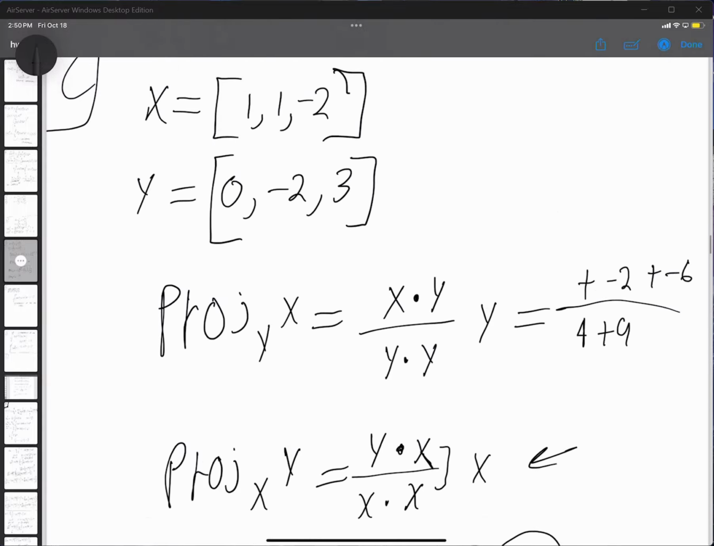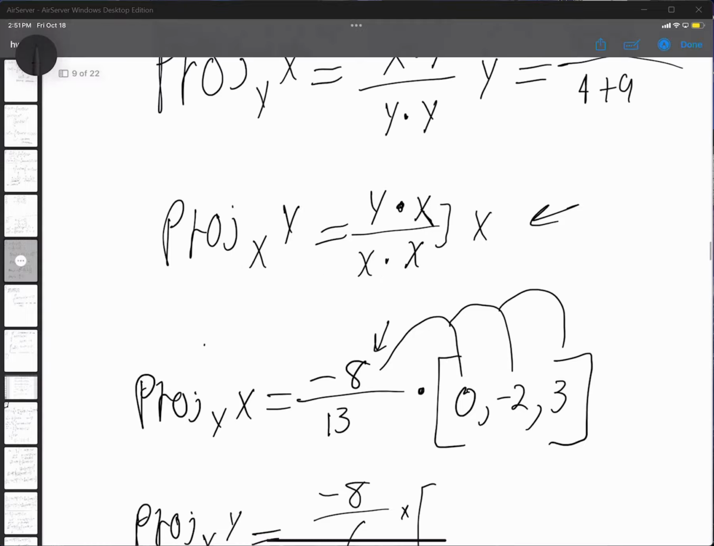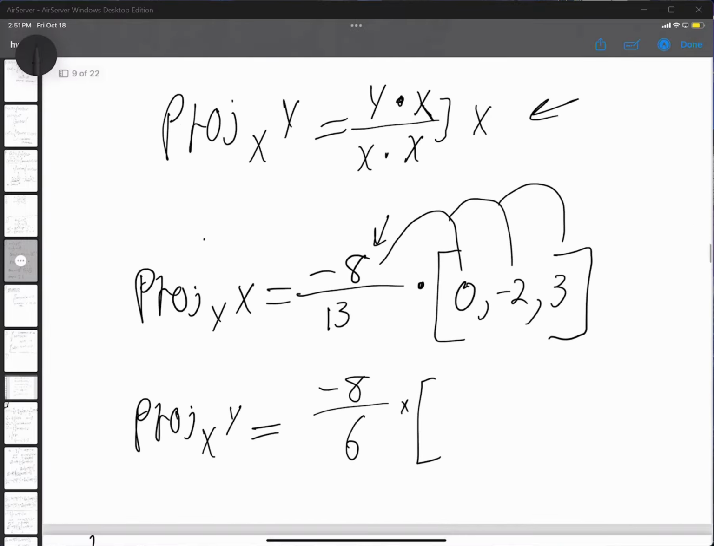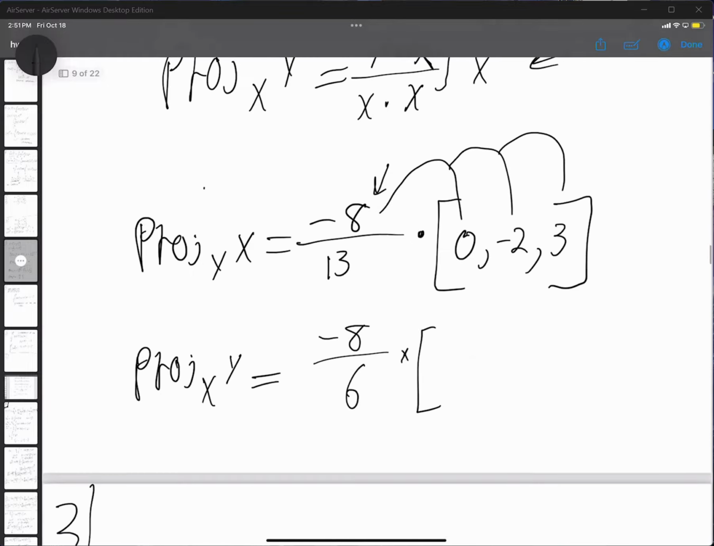And that's going to be times the vector x, not y. Vector x: 1, 1, -2. Ta-da. That scalar can be multiplied into all of these. You don't have to, you can leave it out. That's your answer.